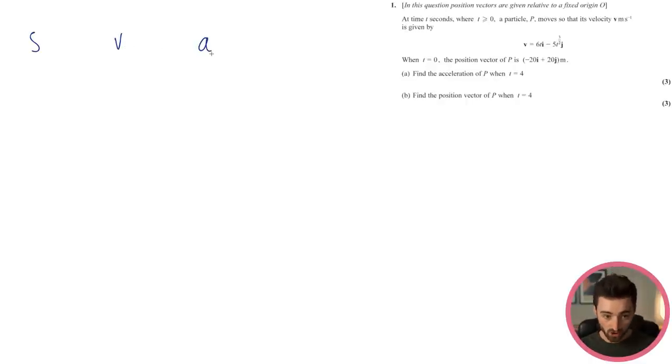If I want to go this way, displacement to velocity to acceleration, I need to differentiate. What that means is if I have s and I want to get v, I need to differentiate. If I have v and I want to get a, I need to differentiate. And to go the other way, just the opposite of differentiation, I integrate. Honestly, all you need to do is learn this flow. This way I differentiate, this way I integrate.